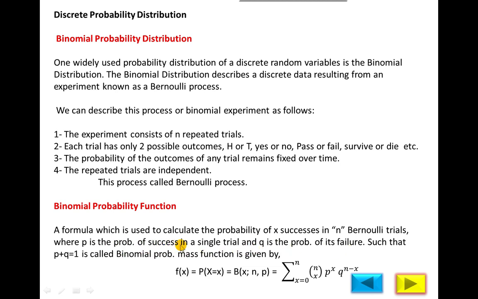So P is the probability of success in a single trial, Q is the probability of its failure, such that the sum of the probability will be equal to 1. This is called the binomial probability mass function, and it is given by this. We will use this formula for the probability of any condition when n and p are known. N is the number of trials, 1 time, 2 times, 3 times. P is the probability of success.